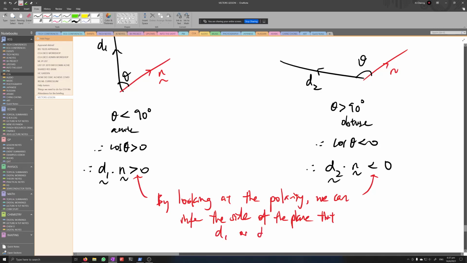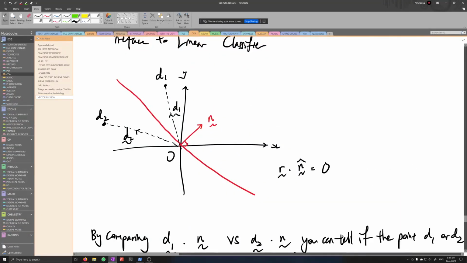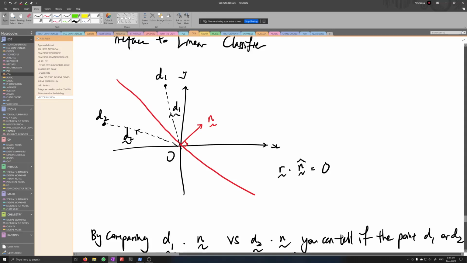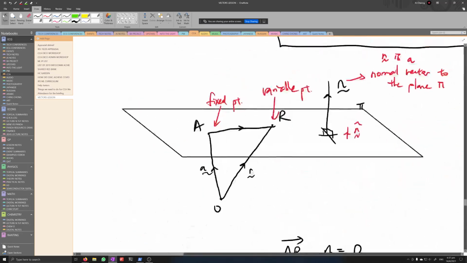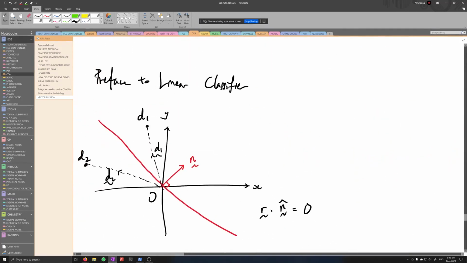Is n a vector that's perpendicular to the actual line you're using to split? Yeah, the red line, you can think of it as a plane. The plane extends infinitely outwards, out of the screen and into the screen. And n is the normal, so it's analogous to this.